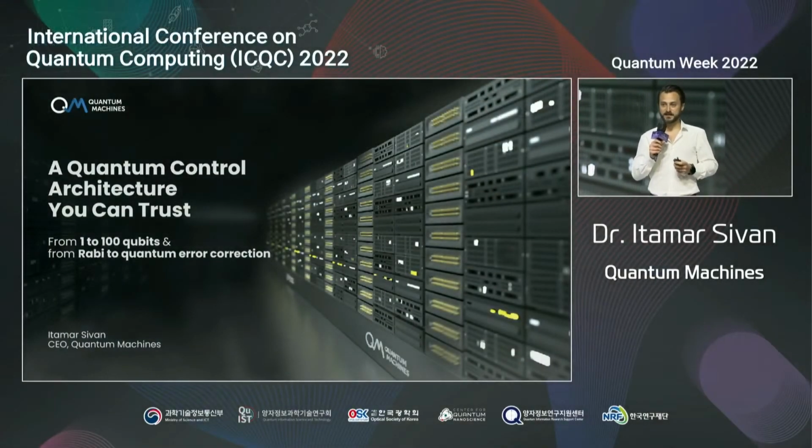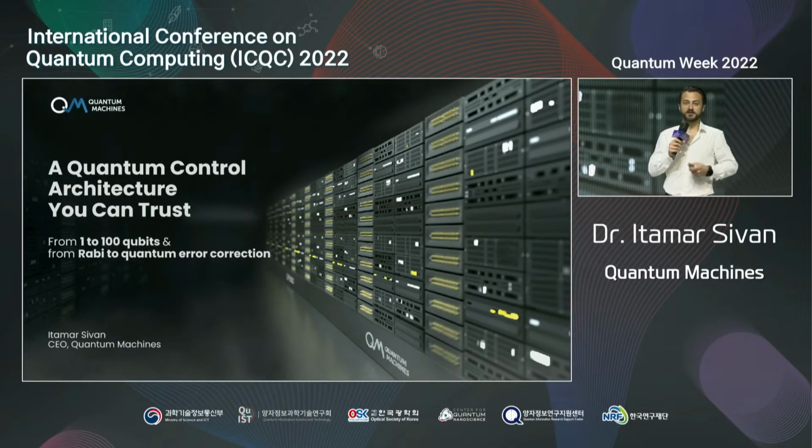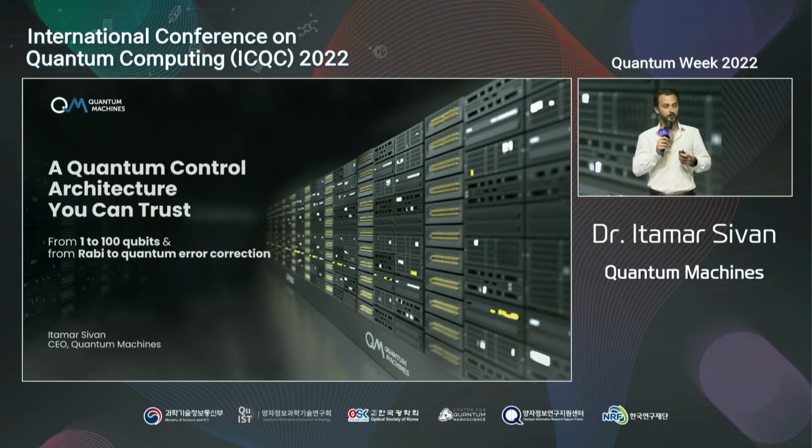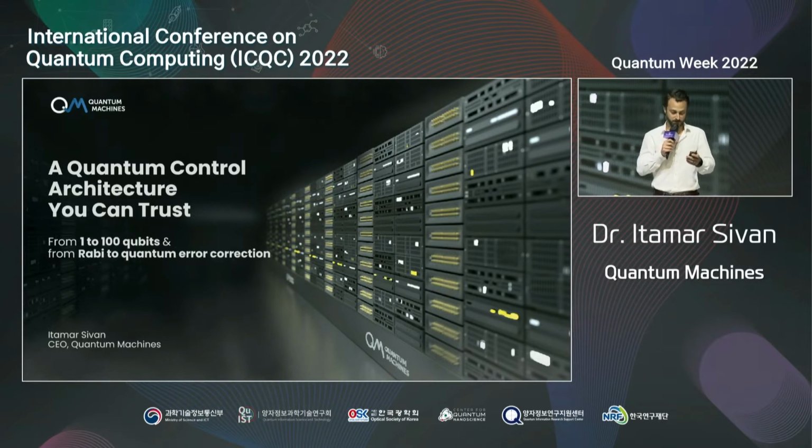So indeed, today we will talk about aspects of designing control systems when you want to scale up from 1 to 100 qubits, and of course beyond, and also when you want to go from the typical quantum experiments like Rabi and Ramsey all the way to quantum error correction and other complex quantum sequences.